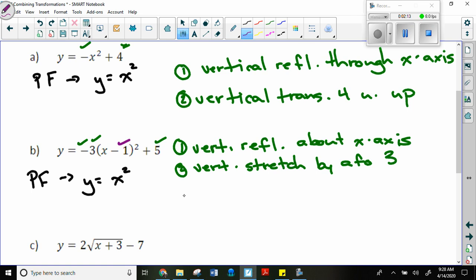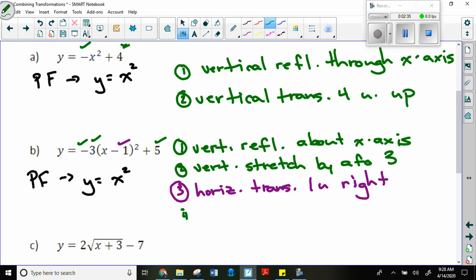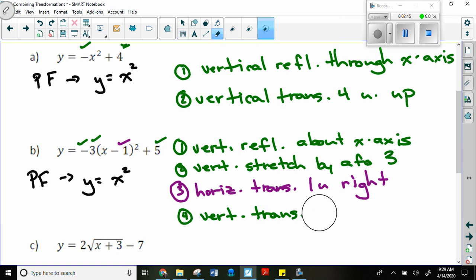Okay, then the next transformation is inside the function. And we've got a horizontal translation 1 unit to the, if it's -1, we're going to the right. And our final transformation is vertical translation down. Whoa, Megan. Up. Just seeing if you're paying attention. Up 5.